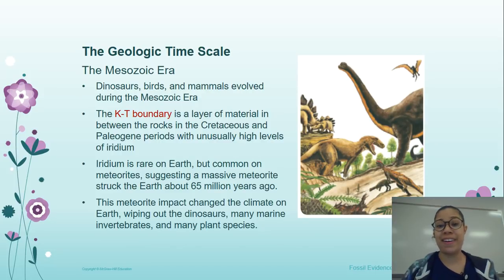The Mesozoic era, this is the one that is most associated with dinosaurs. So the dinosaurs, they come about. They also have a mass extinction of the dinosaurs in this one. So if we're looking at the layers, we have what's called the KT boundary. That's going to be a huge buildup of iridium, which isn't found on Earth very much, but it's found in meteorites. So this supports the theory that a meteor hit the Earth and killed off all the dinosaurs.